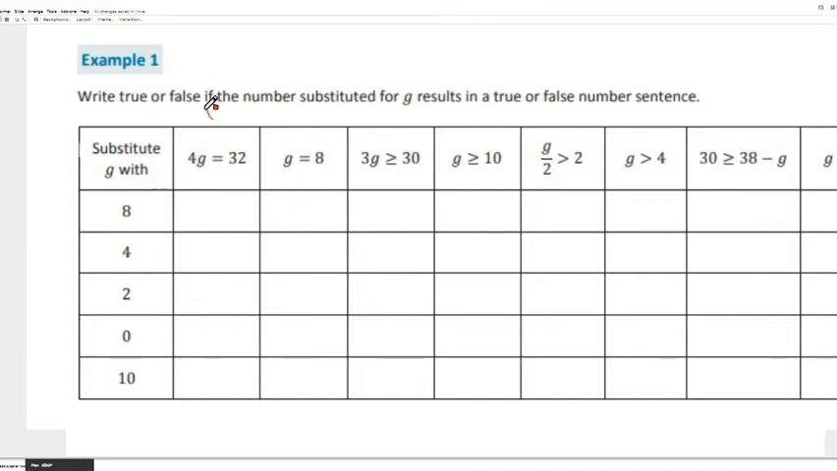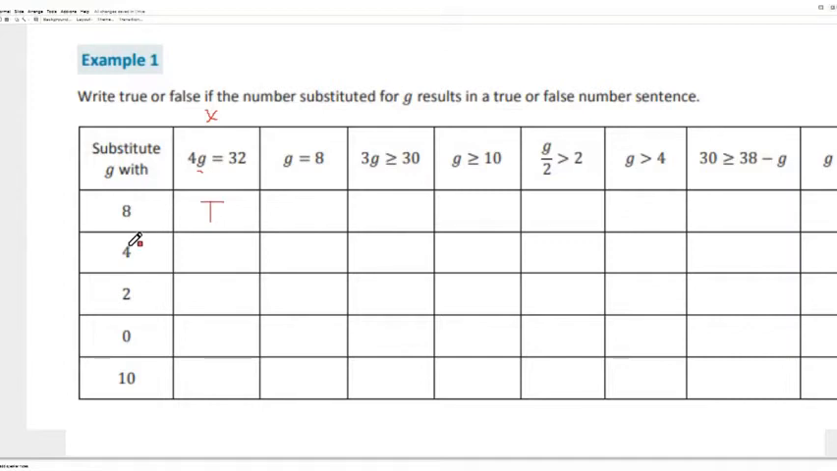If we go through this first column right here, and this says 4 times g, remember it needs to be multiplication, is equal to 32. So now we have to say, well, if g is equal to 8, would this be true? Well, 4 times g, in this case, is 4 times 8, which is 32. So is 32 equal to 32? And the answer is yes, that's true. I'm just going to put a T, to save us some time.